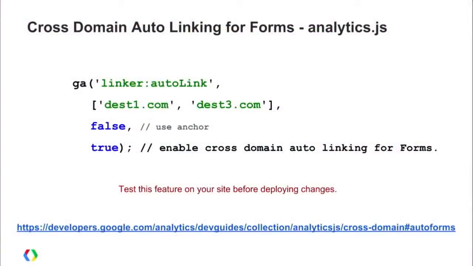So the next update is for cross-domain auto-linking for forms. For those of you who are already using it, we already offer an auto-linking plugin for Analytics.js that will automatically append the parameters that you need to any links that are pointing to another domain so that you can track across those domains successfully. But what we just added with this update was the ability to make this work for forms. So for both GET and POST forms, you add this true argument at the end here, and that will try to append those parameters to the end of the form action as well.